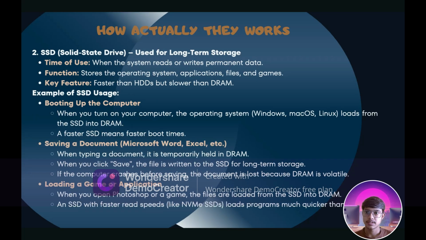Now, second is SSDs. SSDs are used to read and write permanent data. Function: stores the operating systems, applications, files, and games. Key feature: faster than the HDDs but slower than the DRAMs. Now, when they are used: first, to boost the computer. If we have nice SSDs, then our computer may be categorized as a faster computer. And second, saving documents, to save permanent files, documents, etc. And loading applications like Photoshop and all the software are loaded.